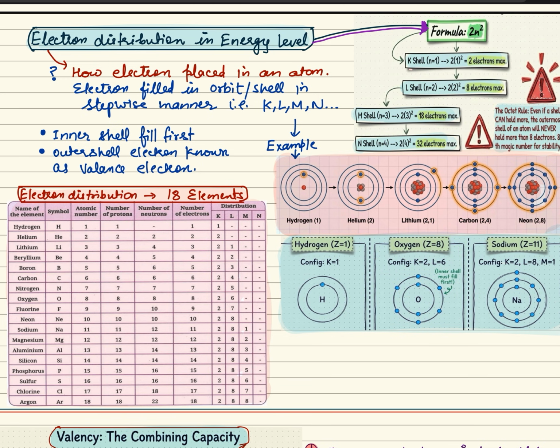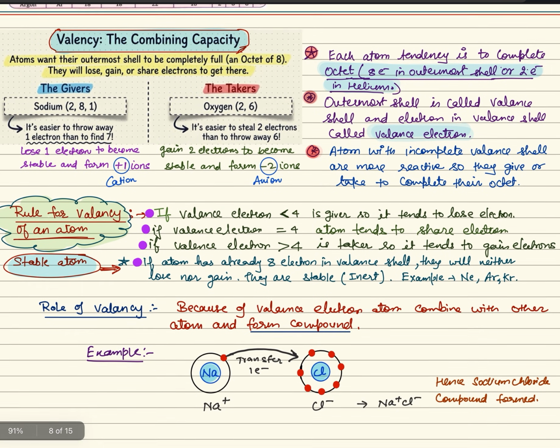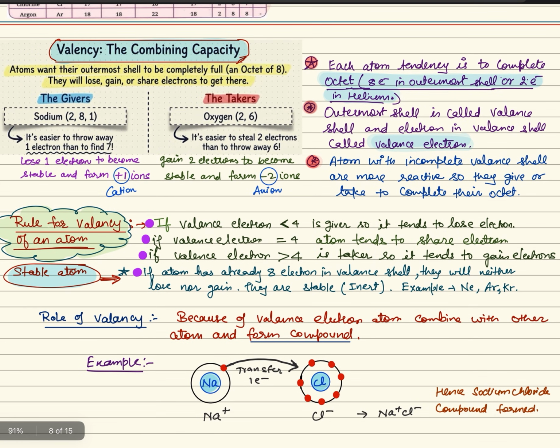Now valency or combining capacity. What is valency? Valency is the combining capacity of an element or atom.